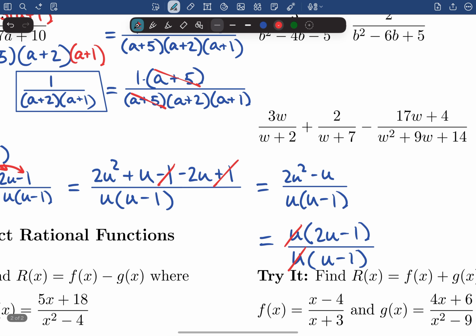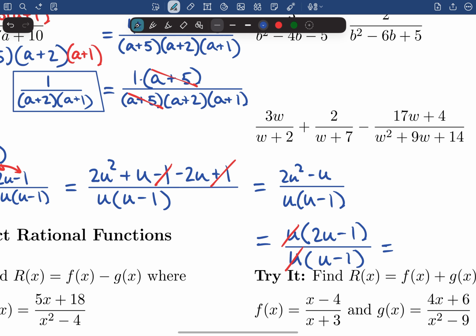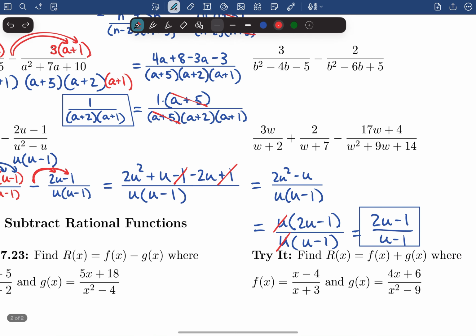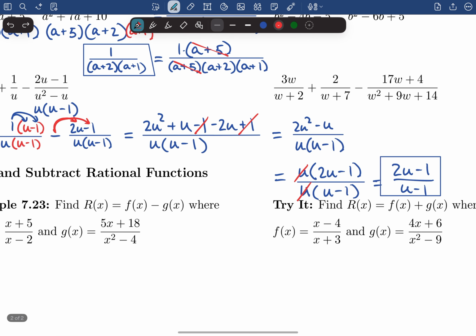And so my final result is 2u minus 1 divided by u minus 1. And yes, some of you will be very tempted right now. You're going to say, well, there's a -1 and a -1, and there's a u and there's a u. The answer is 2. No, that's totally illegal. Don't do that. Okay, we can cancel factors. We cannot cancel terms. Okay, so that's the final result, 2u minus 1 divided by u minus 1.